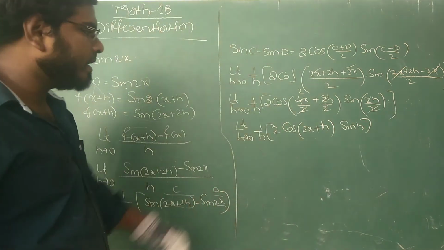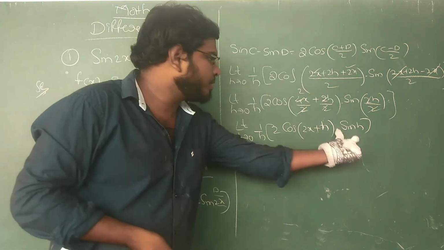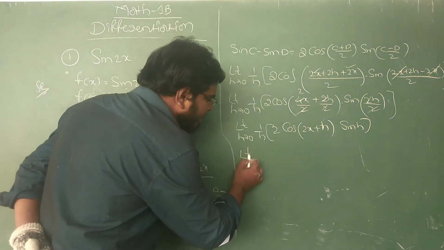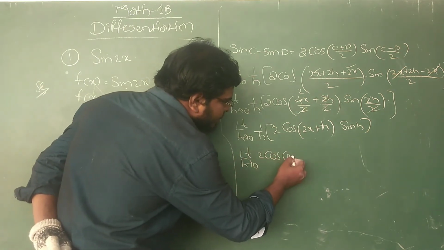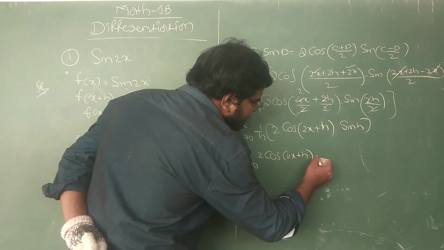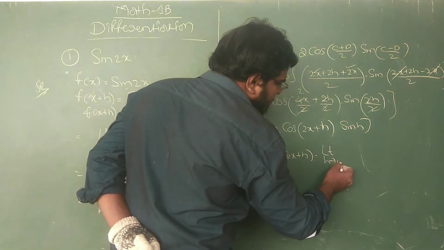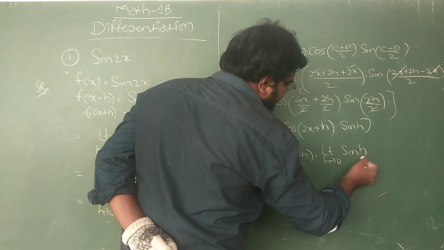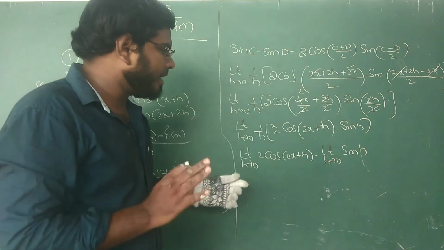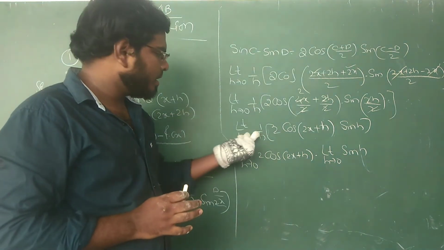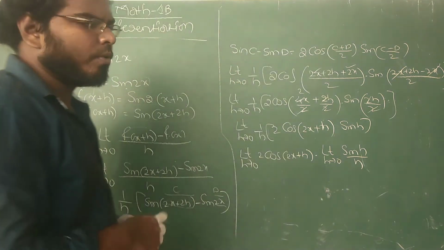Now apply the limit. Before applying the limit, write the limit for this one and this one. Limit h tends to 0, 2 cos of 2x plus h, into limit h tends to 0, sin h, but we have the 1 by h here now. Every time in this first principle, give the h to the sin term only, the sin h term. Why?